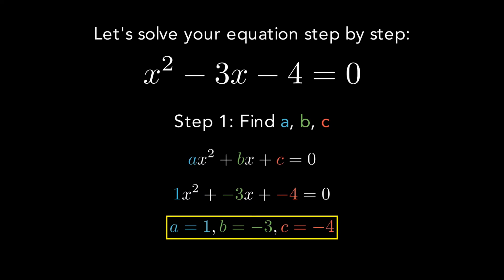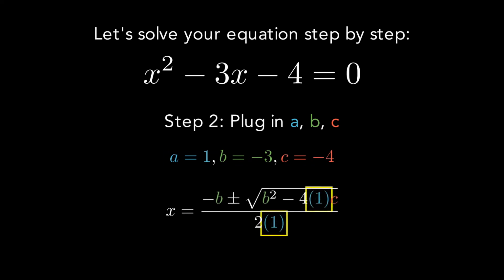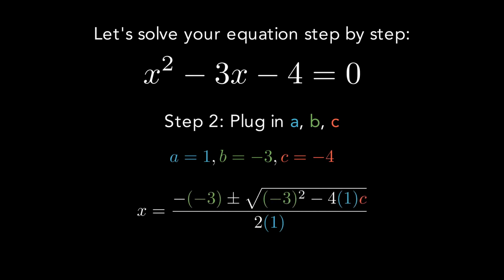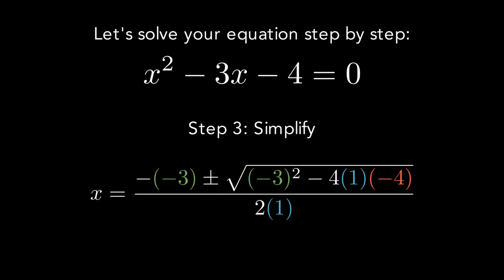to -4. Let's now plug a, b, and c into the quadratic formula. We'll replace the a's with 1, the b's with -3, and the c's with -4. And now let's simplify. We'll simplify this formula piece by piece.